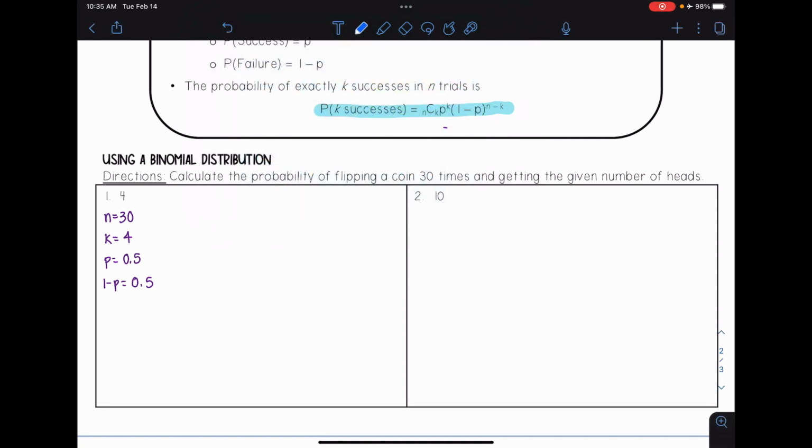Now I can plug all that into my formula. So I have the probability of 4 heads is equal to 30 C 4, times p, which is 0.5, raised to the k, which is 4, and then 1 minus p, which is 0.5, raised to the n minus k, so 30 minus 4. And if I do 30 minus 4, I get 26.